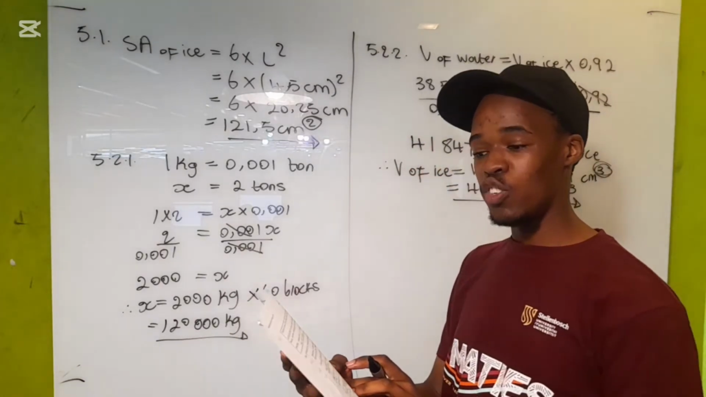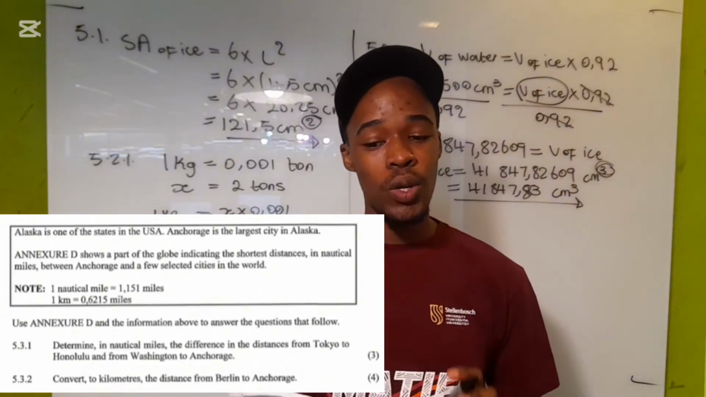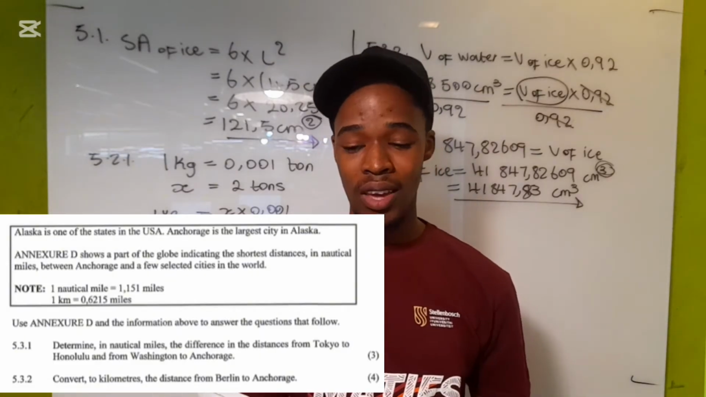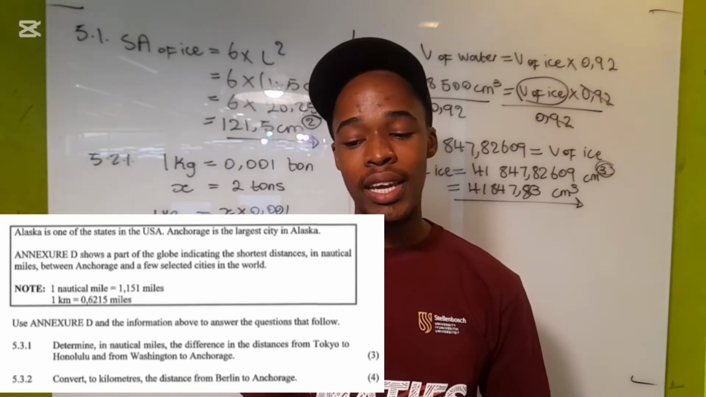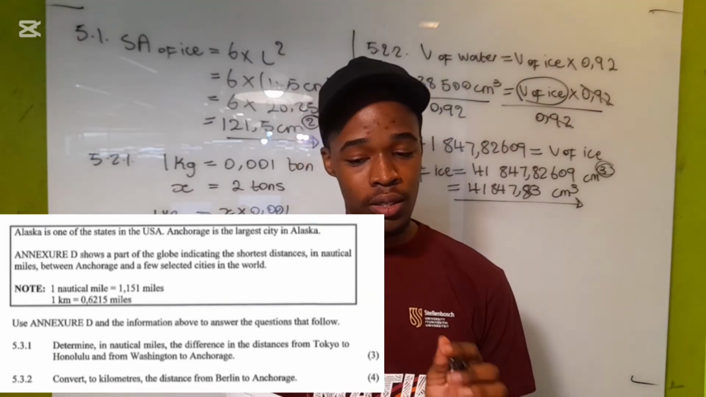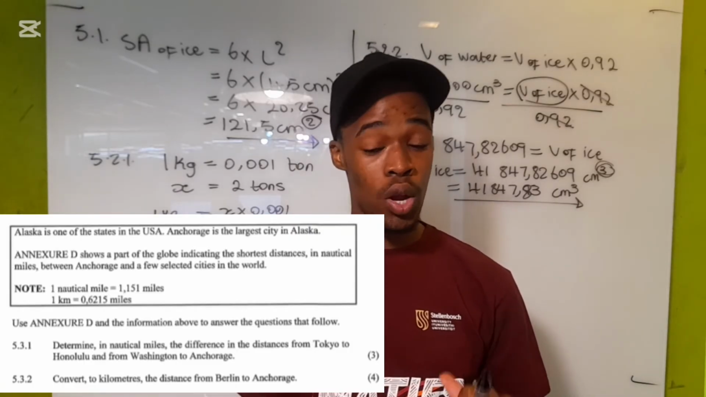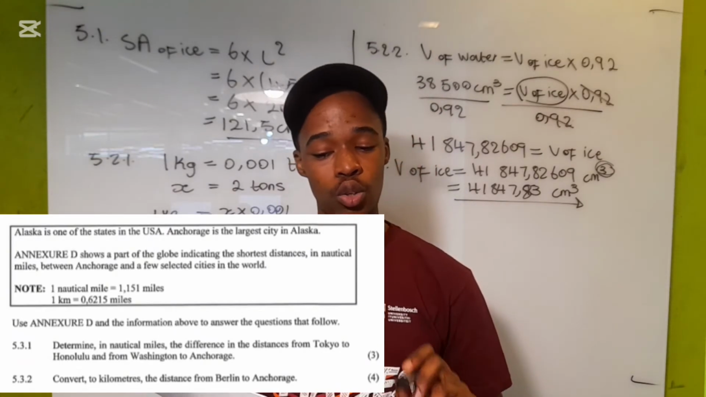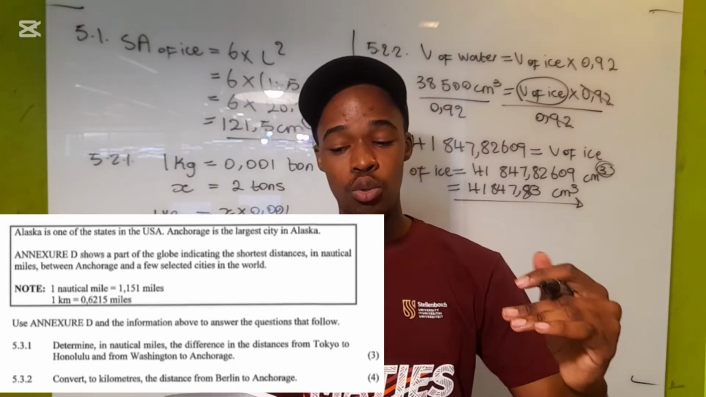Now we're going to go to question 5.3. Question 5.3 says, Alaska is one of the states in the USA. Anchorage, I can't pronounce that, is the largest city in Alaska. Annexure D shows a part of the globe indicating the shortest distances in nautical miles between Anchorage and a few selected cities in the world. Note, 1 nautical mile equals 1.151 miles, and 1 kilometer equals 0.6215 miles.